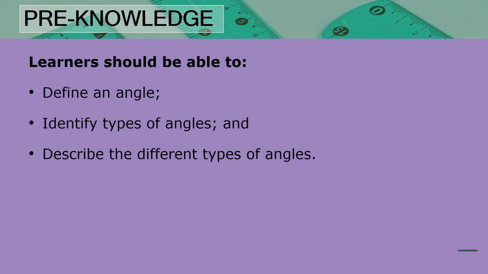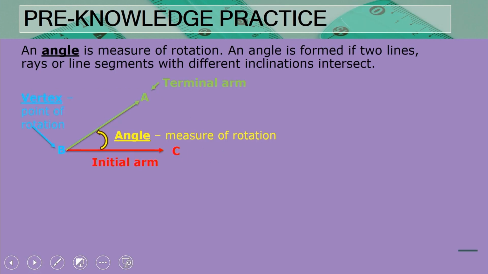So let's see what pre-knowledge you must have for this lesson. For this lesson, you should be able to define an angle, identify types of angles, and describe the different types of angles. So let's look at some practice knowledge.